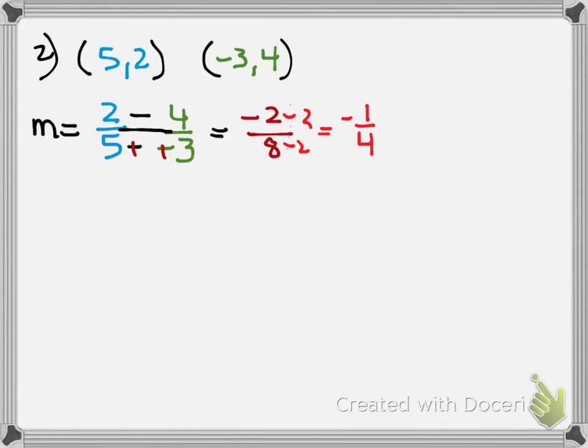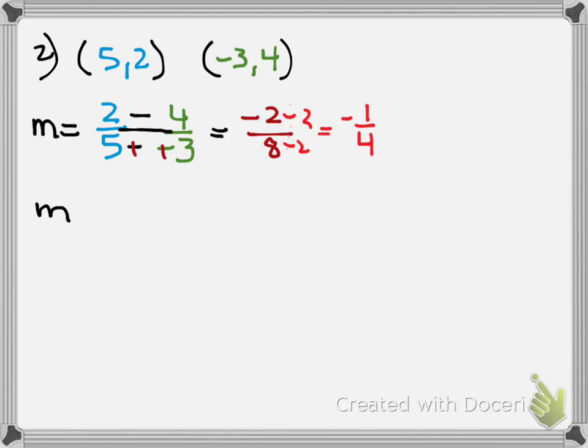And we get negative 1 over 4. So my question is, what if I put the second ordered pair in front, and the first ordered pair in the back? Is that going to change my answer? No. So let's prove it out.